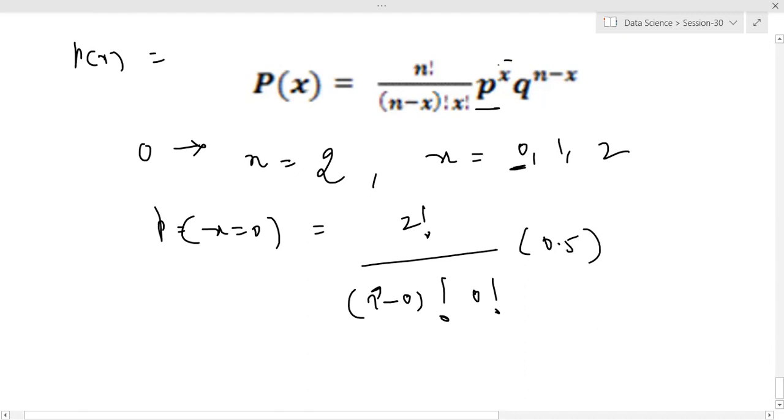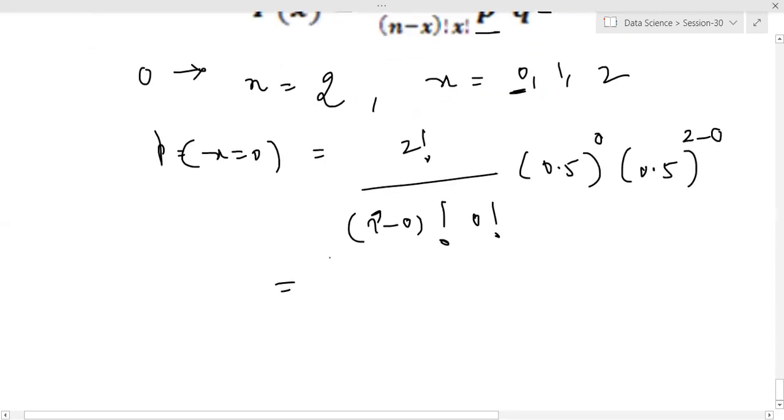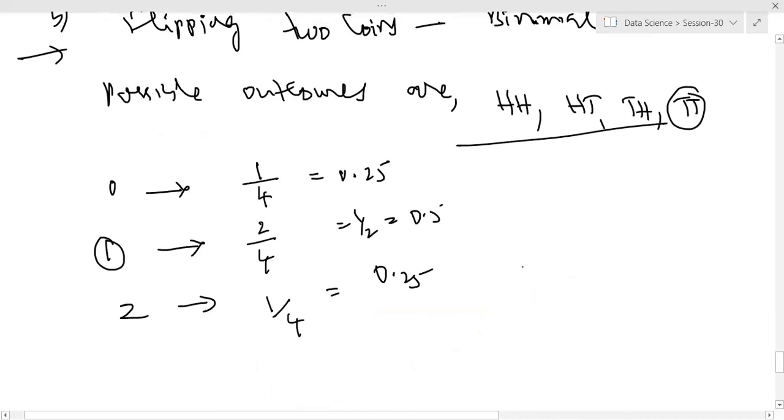What is the x value here? 0. What is your q value? What is your n? 2 minus 0. Can you compute the value, friends? 2 factorial by 2 factorial, and 0 factorial value is 1. 1 into 0.5 whole 0, which is 1, and this one is 0.5 whole square, which gives 0.25. What we computed earlier for 0 heads was 1 by 4. This is also giving 0.25.